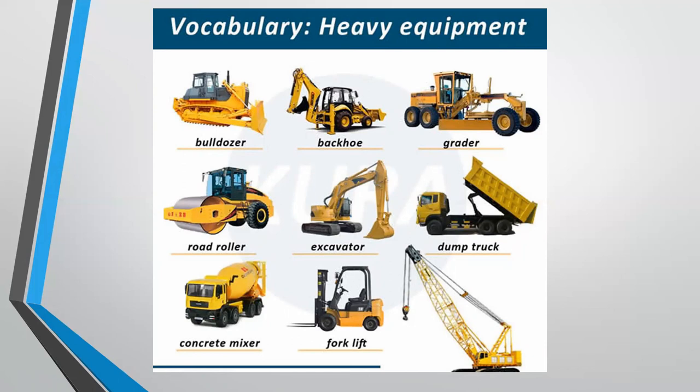The one with a chain track is a bulldozer. This is a backhoe. This is a grader. This is a sheep's foot roller. Sometimes you call it a road roller. Then an excavator, a dump truck. So take a critical look at all these, but pause the video and identify them yourself.